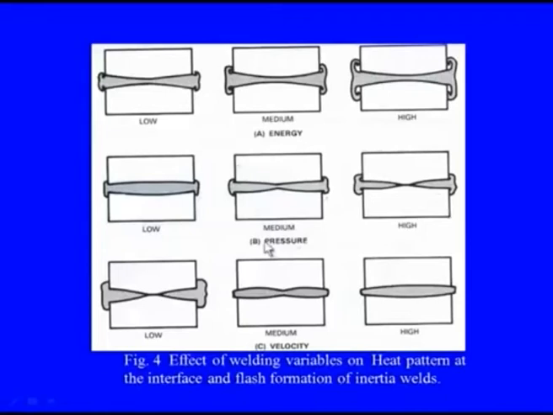Similarly, as far as the applied pressure is concerned, for low pressure smaller flashes will be produced, and at high pressure the flashes produced will be much larger. Similarly, as far as the velocity is concerned, at low velocity the joint will not be proper, at medium velocity it improves, and at high velocity the joint will be proper.